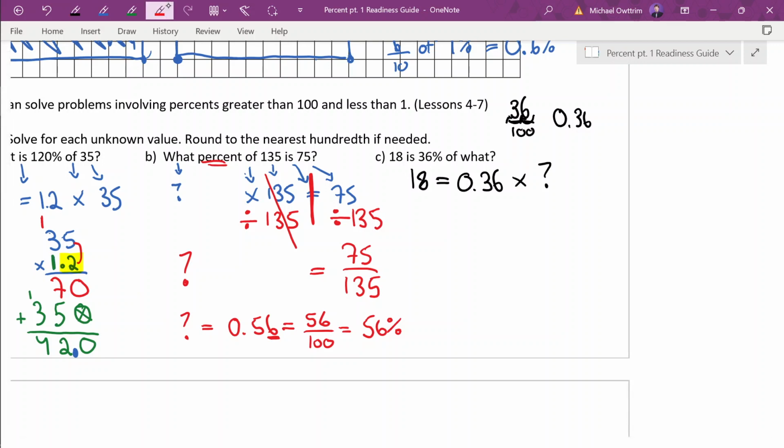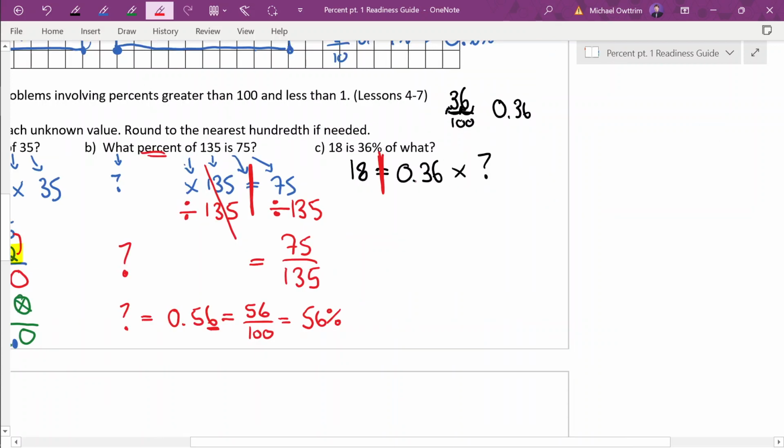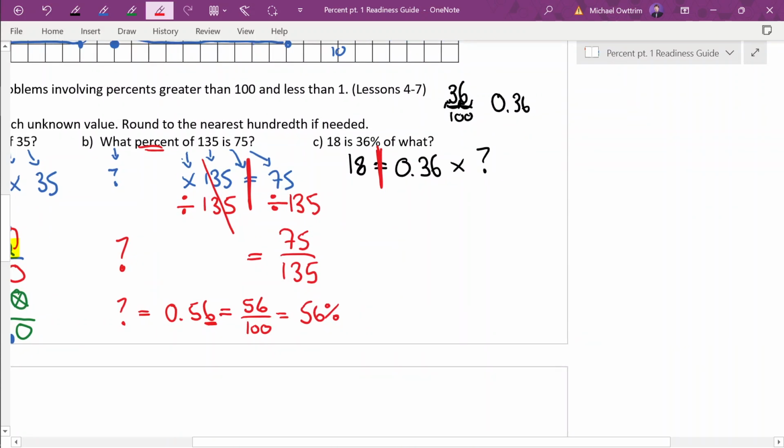Same type of deal in this situation. Let's look for our equal sign. Is our question mark by itself on one side of that equal sign? It's obviously not. We have 0.36 being multiplied by that. So we can go ahead and divide both sides by 0.36. Okay, our 0.36 on top cancels with our 0.36 on bottom. On the other side, we just have a calculation that we can do, which is 18 divided by 0.36.